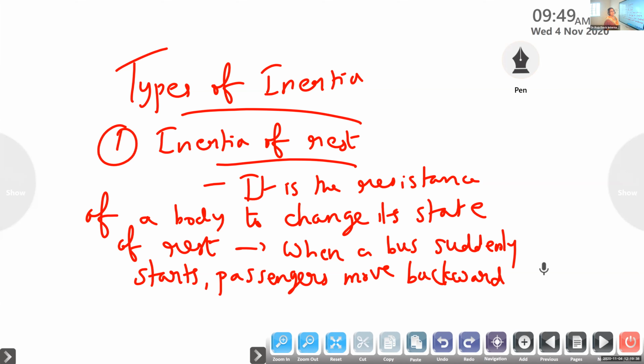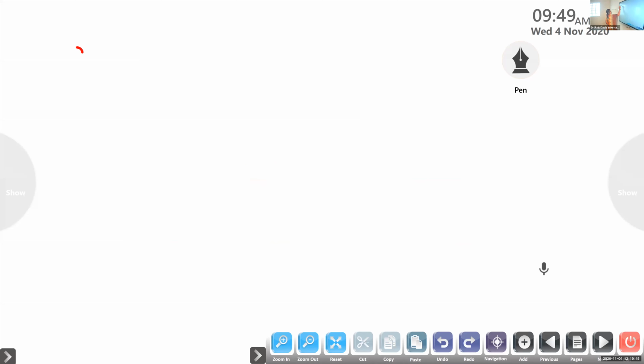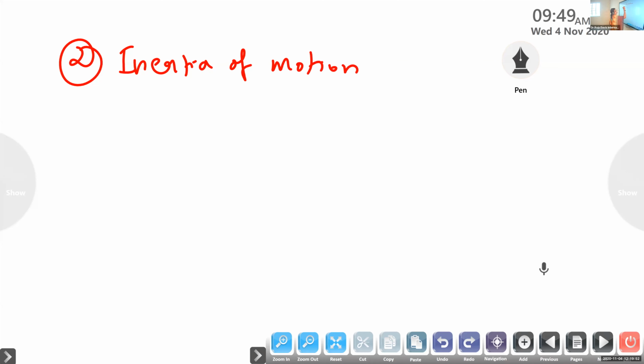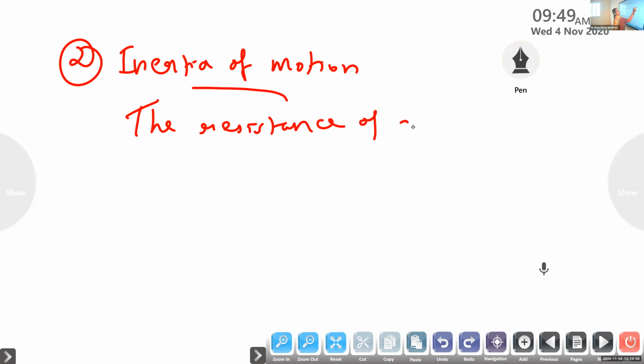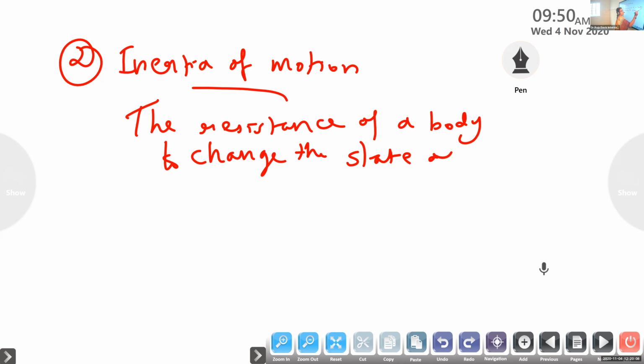Did you write? Yes, ma'am. Okay. Next, inertia of motion. It is the resistance of a body to change the state of motion. That is what we explained in the first part of it.